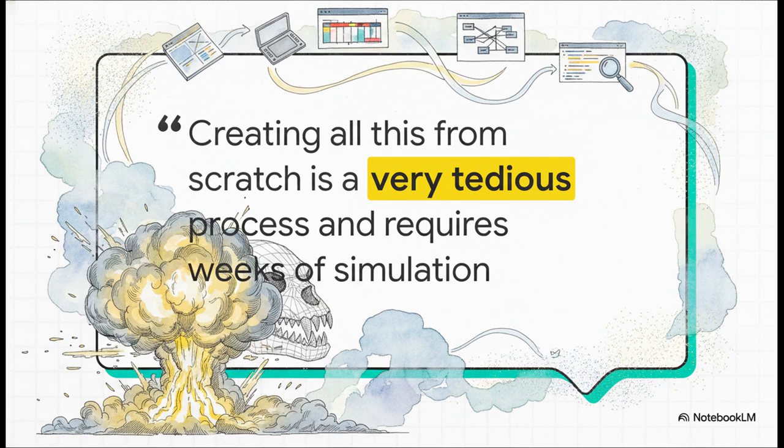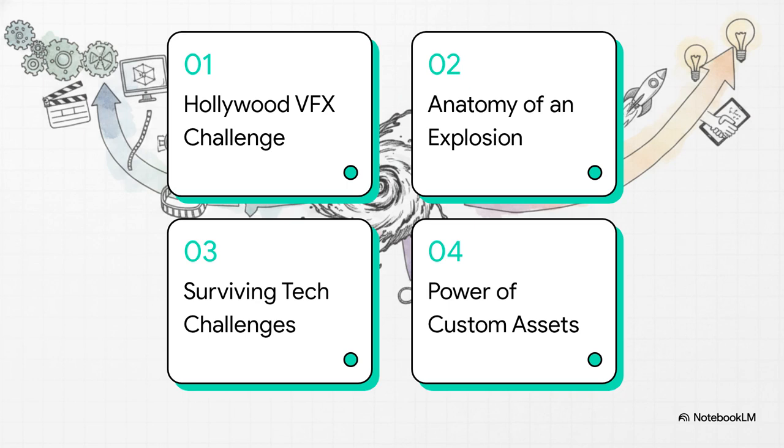Achieving those huge Hollywood-level effects, like, say, a massive heroic sacrifice explosion in a movie like Kong Skull Island, isn't just about pressing some magic make-it-look-cool button on a keyboard. Not even close. As the industry saying goes, creating all this from scratch is a very tedious process that requires weeks of simulation work. It's a process built on immense, grueling human effort before you ever get to that final shiny product. So here is our roadmap for today's problem solution masterclass.